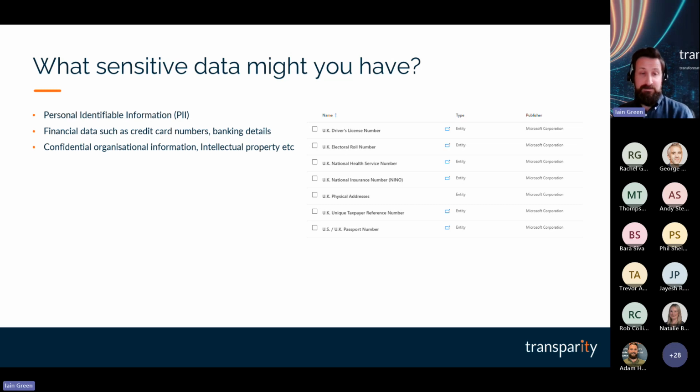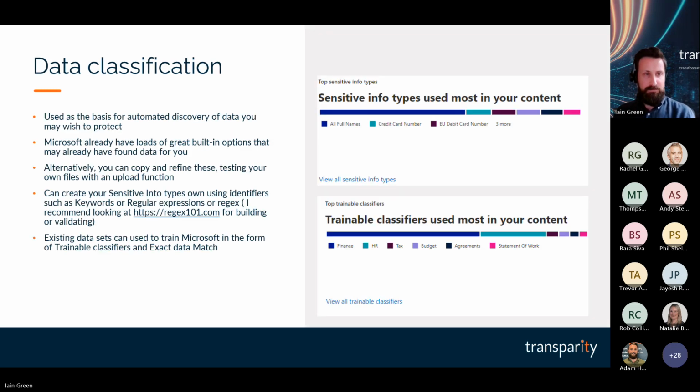And as I mentioned, they're available there in the compliance portal. So you can go into there, have a look at what it may have found in your tenant already. So this is what we're looking for. So then we're going to want to find it and classify it.